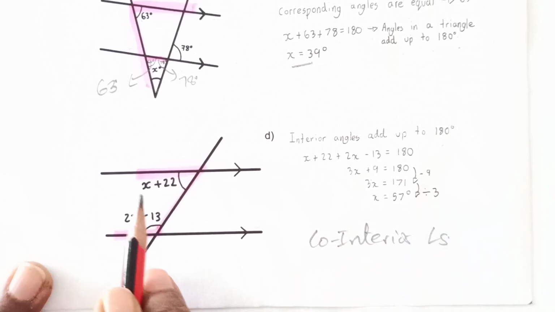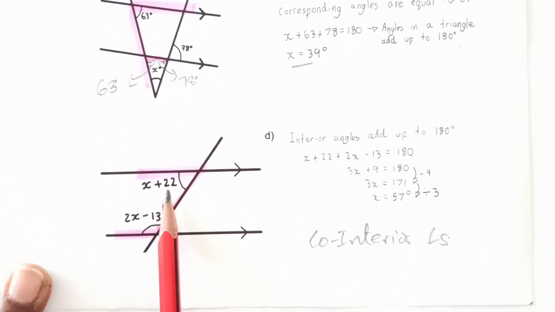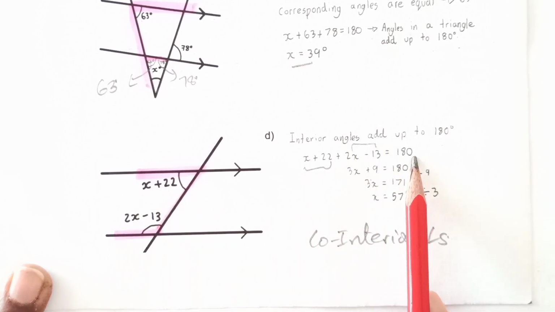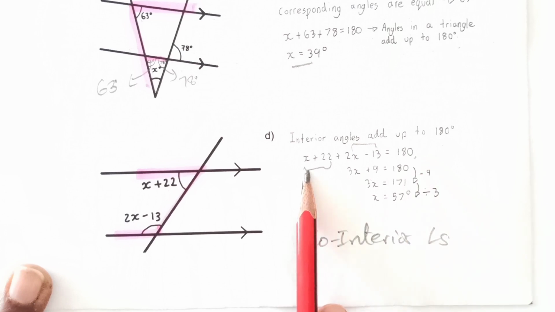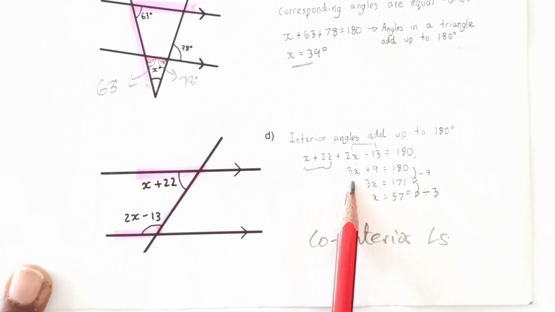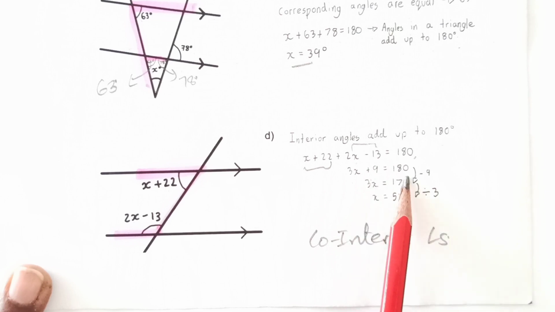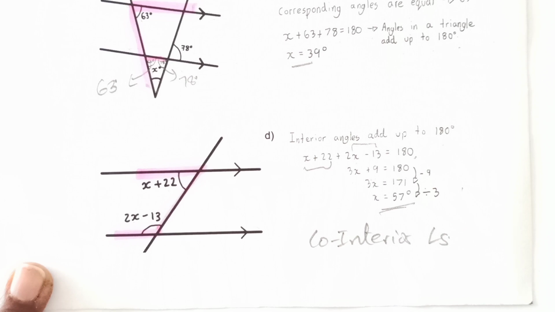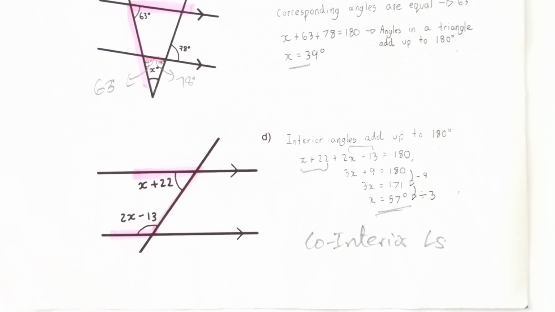Co-interior angles add up to 180. So x plus 22 plus 2x minus 13 add up to 180. Then you just solve it. 2x plus x is 3x, and subtracting gives 9, equals 180. You just solve it and you will get the value of x as 57 degrees, right?